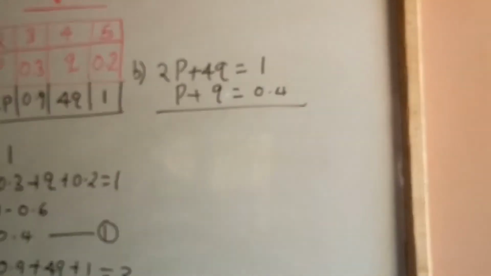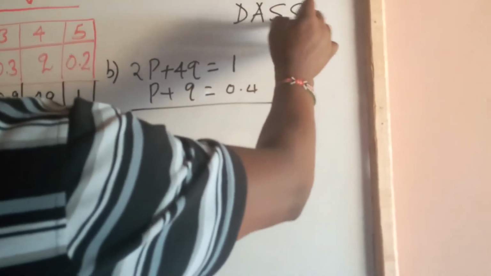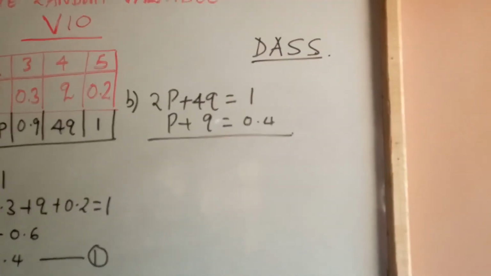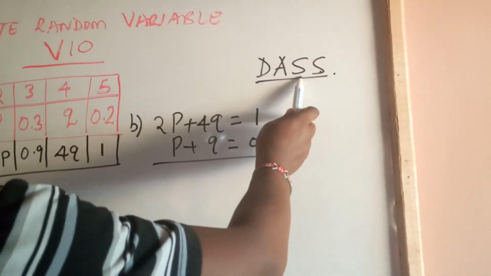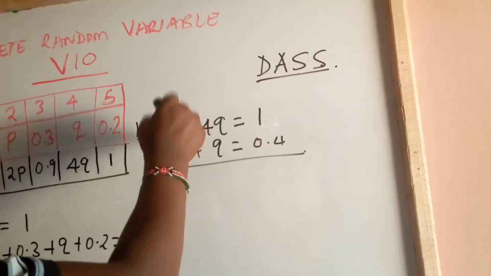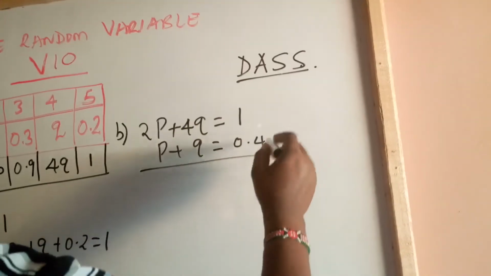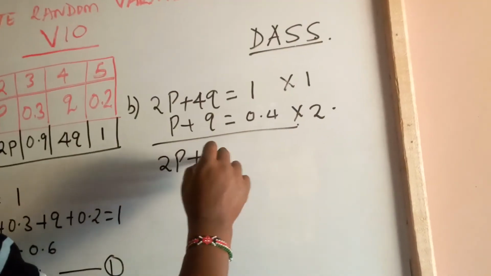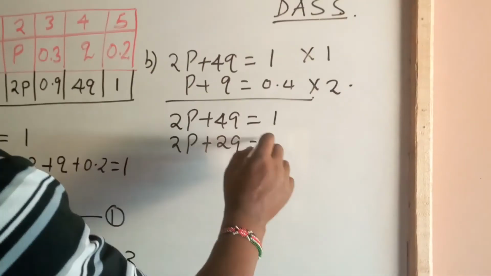If we work the way we learned in year 9 and year 10, we must remember the method used when you want to use elimination in simultaneous equations. When we have different signs, we add. When we have the same signs, we subtract. Here we have the same signs, but we must first balance the coefficient of the unknown to be eliminated. So we multiply by 1 and by 2, so that this becomes 2p plus 4q equals 1, and this one becomes 2p plus 2q equals 0.8.